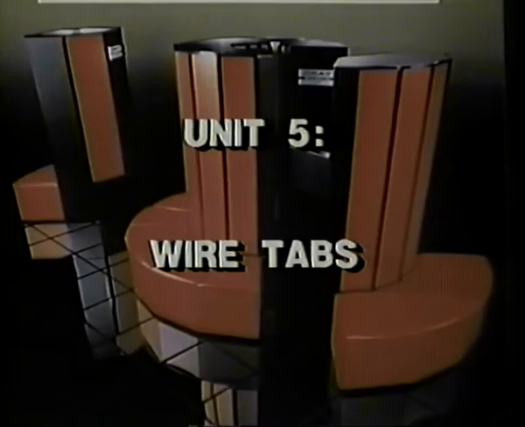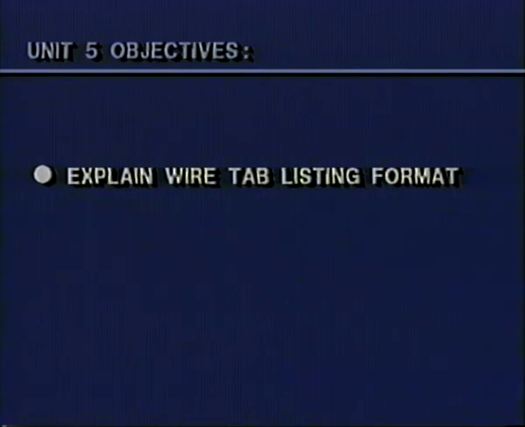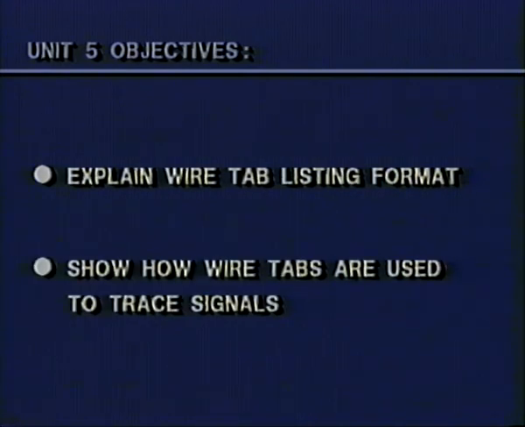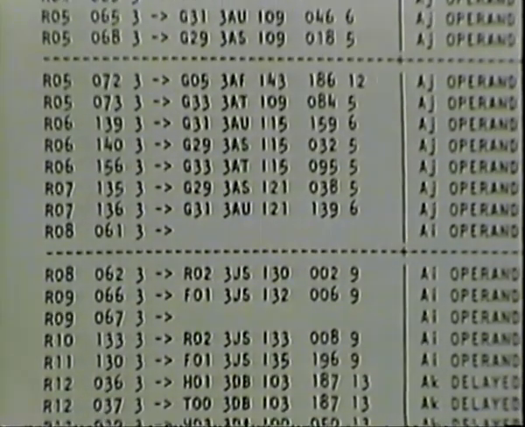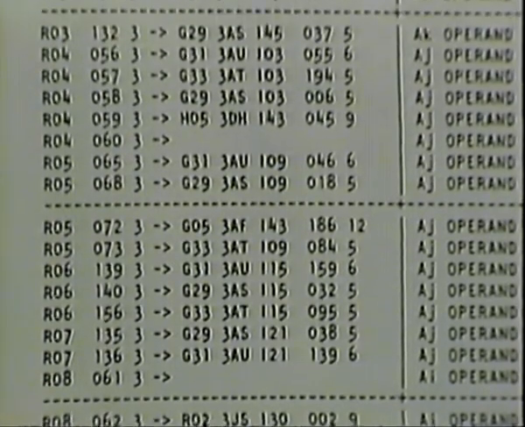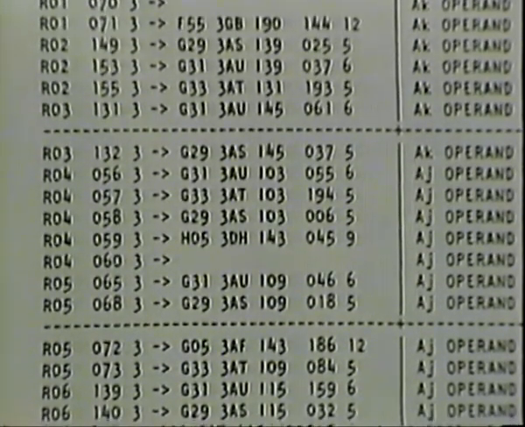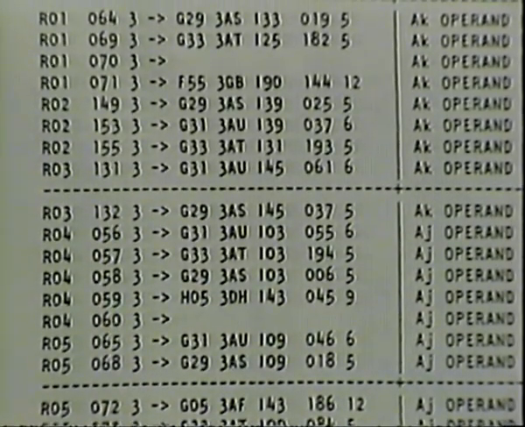Unit 5, Wire Tabs. The objectives of this unit are to explain the wire tab listing format and show how wire tabs are used to trace signals from one module to another. Wire tabs provide a way of tracing signals between the XMP modules. A list of wire tabs is available for each module in the machine.